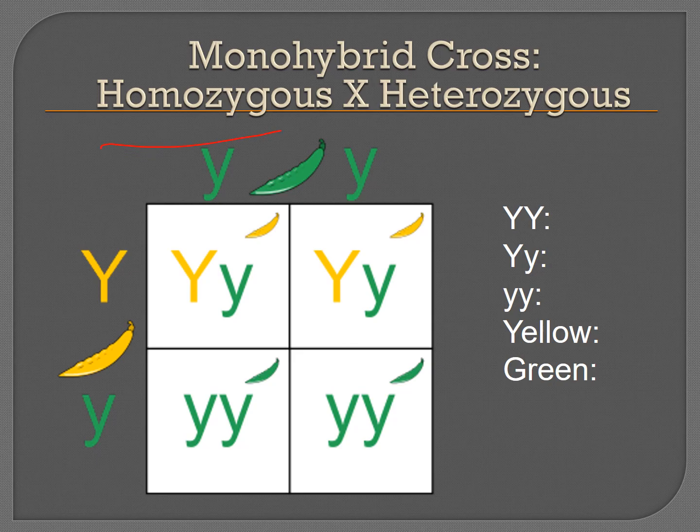All right, so homozygous times heterozygous. Again, this will always be the same ratios. Here is the homozygous, as you see, because it's the same. Is that homozygous dominant or recessive? It's recessive. This one is hetero because it's a big Y, little y. So how many big Y's? None. How many big Y, little y's? 2. How many little y's? 2. How many came out yellow? 2. How many came out green? 2. So this is a 1-to-1 ratio. Of course, homo times hetero.